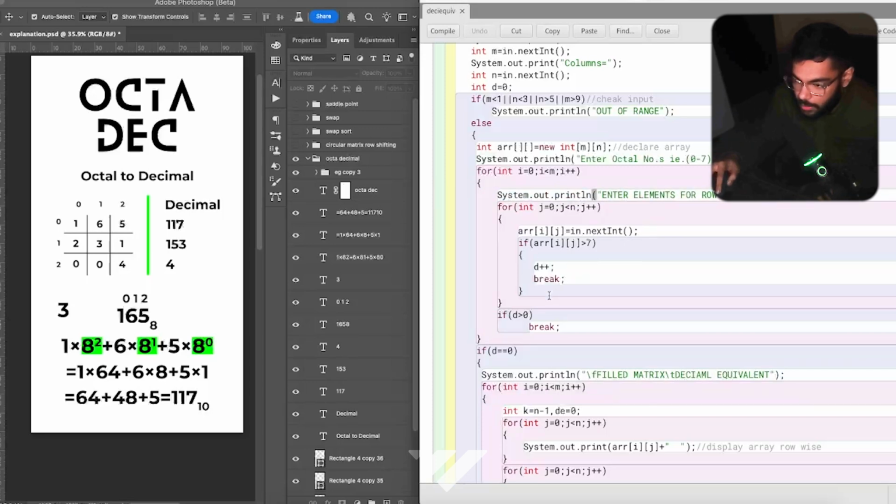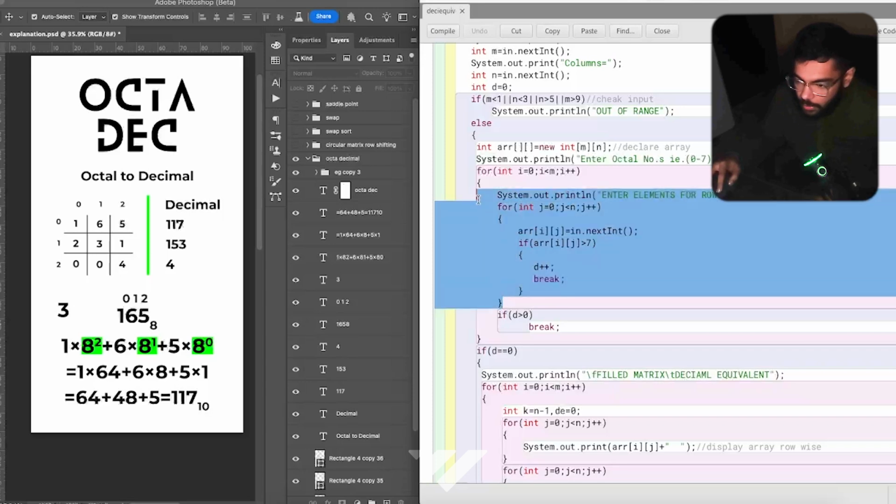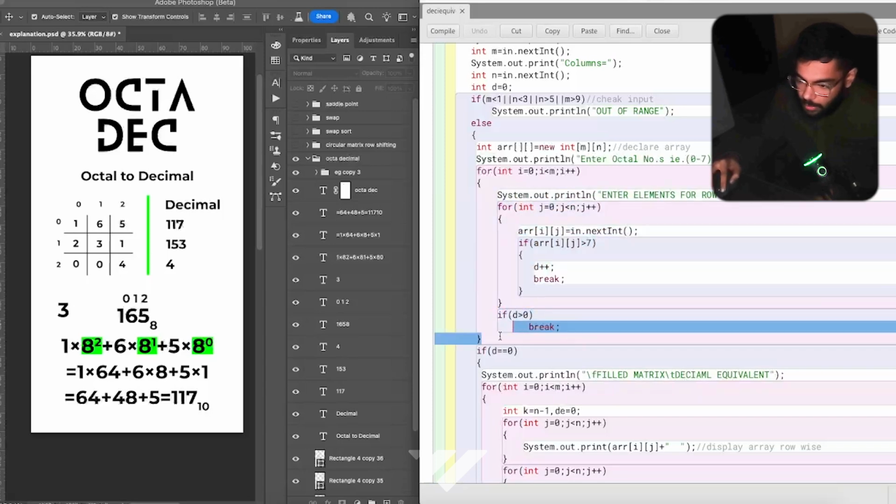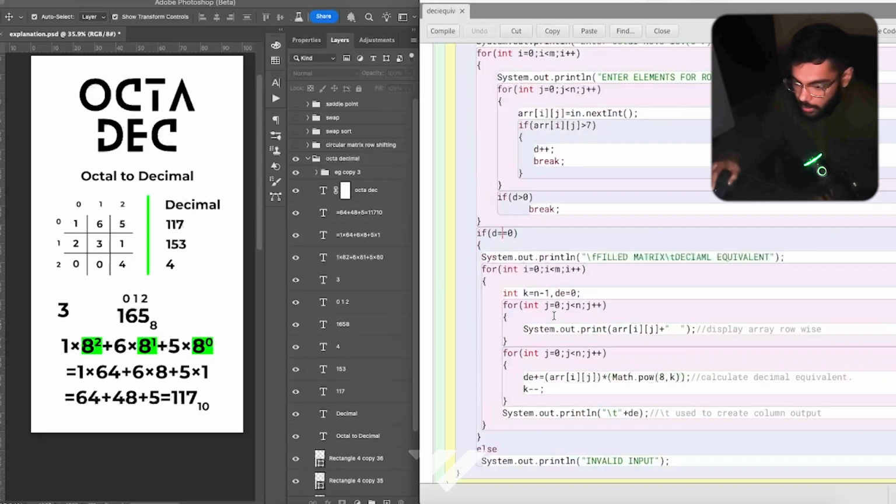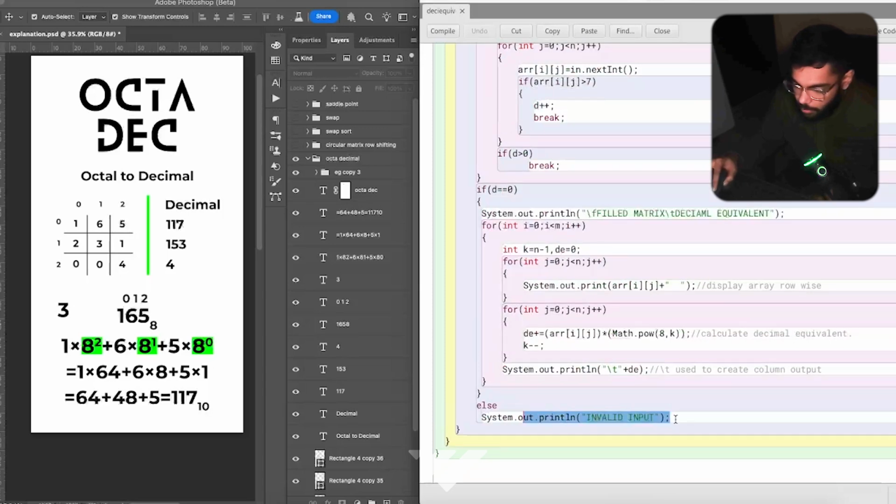After that we check if any number is greater than 7, d++, and we break the for loop. If d is greater than 0, we break. If d is 0, then we proceed, else it is an invalid input. If d is equal to 0, which means every number inputted was less than 7, it can be called an octal number. After that we use tabs for the output and we display it row wise.